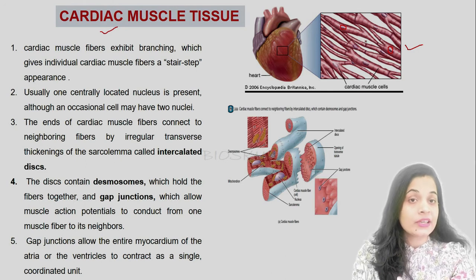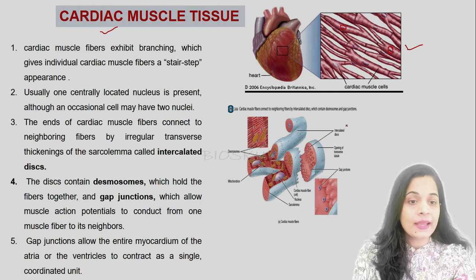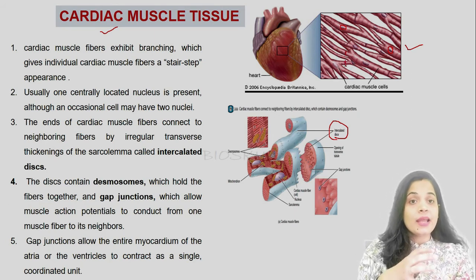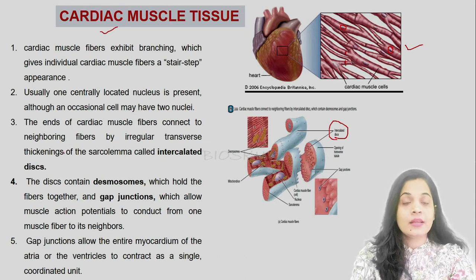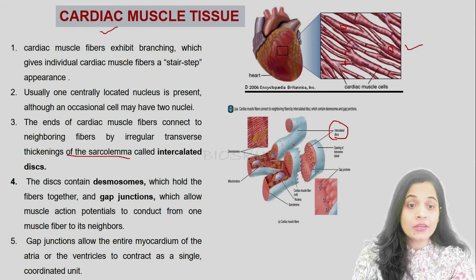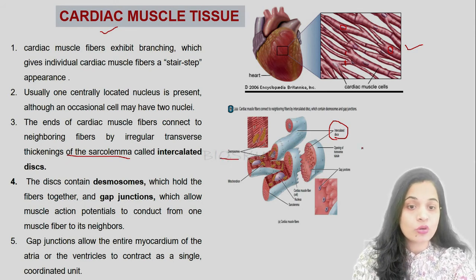A very important point regarding cardiac muscle is that the cardiac muscle fibers are connected with each other by intercalated discs. Here you can see this one. This is called the intercalated disc, and it is a thickening of the sarcolemma. And in the intercalated disc you will find desmosomes and gap junctions.